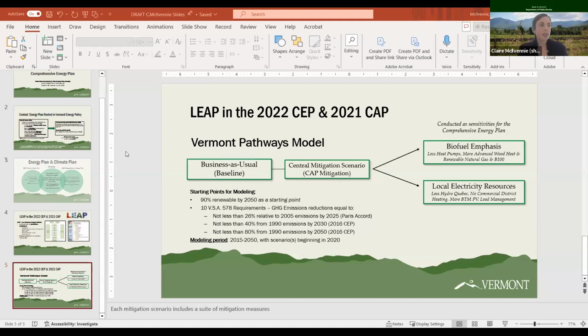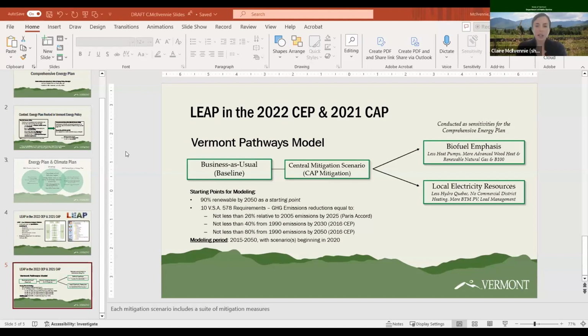And then we ran 2 core scenario sensitivities off of that core, specifically for the Comprehensive Energy Plan, I think more so than the Climate Action Plan, one that really emphasized biofuels and one that looked more at local electricity resources. So different levels of large hydro, which is a big part of our power supply here in Vermont, behind-the-meter solar and load management, versus less electrification and more emphasis on biofuels.